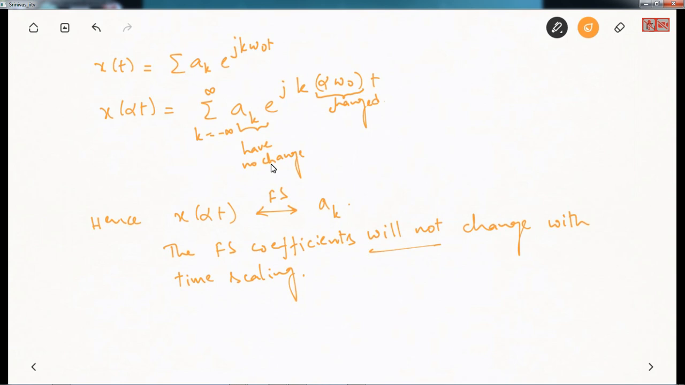Right? So simply this exponential term, this fundamental frequency changes. That's it. So the next property is multiplication. Out of all these properties, deriving the multiplication property is the difficult one, and we are not going to try it out right now.